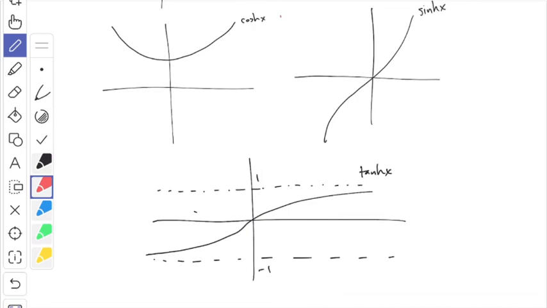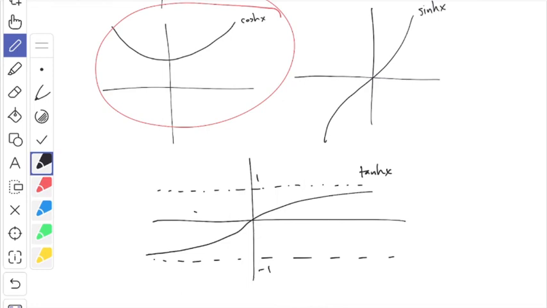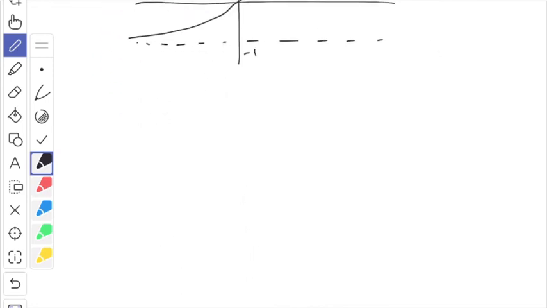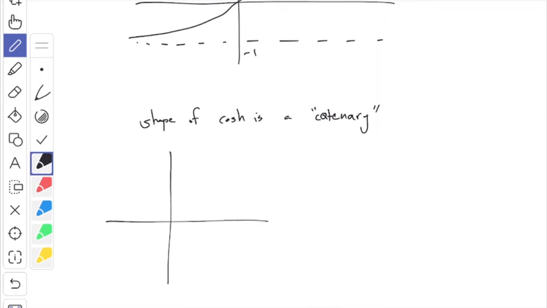The graph of cosh actually appears in nature. I'm sure you saw something related to the graph of cosh if you walked to class today. The shape of cosh has a name. It's called a catenary curve. So it looks kind of like a parabola, but it's not a parabola. It's a catenary.